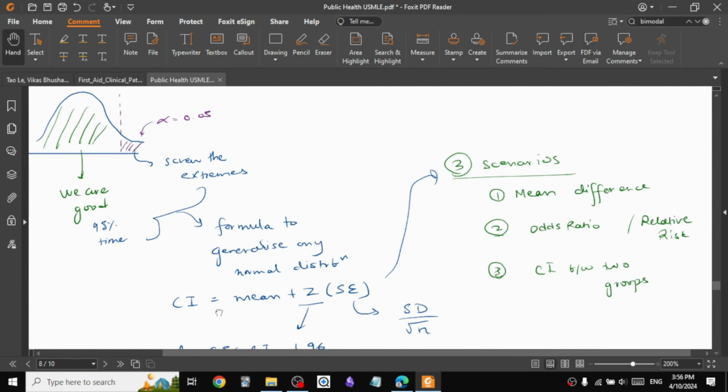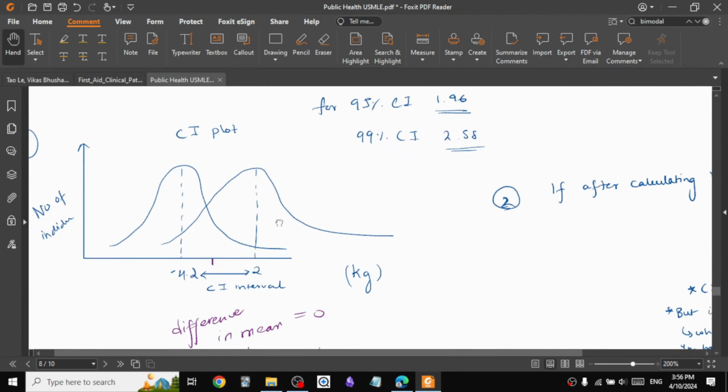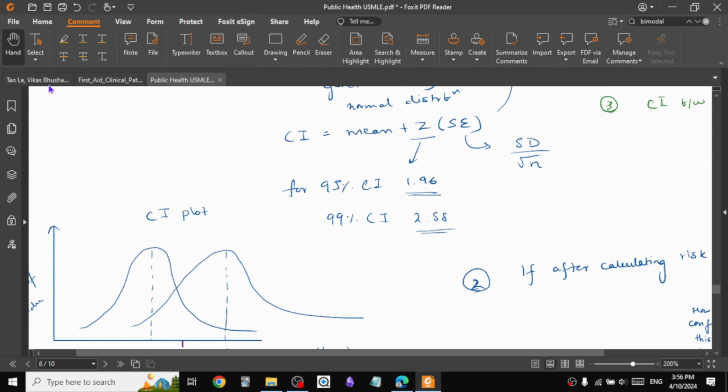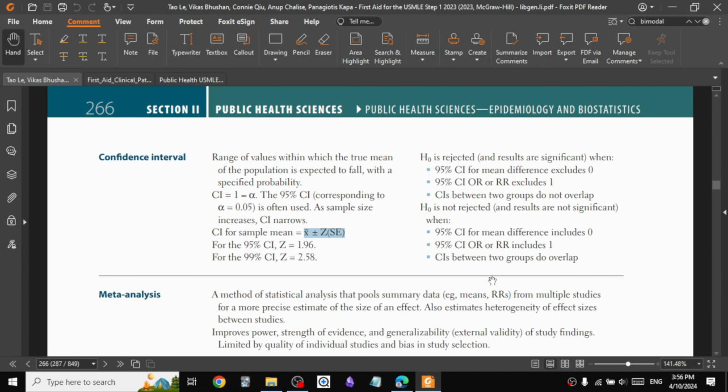Okay, so these are the confidence intervals. Okay, and confidence interval plots matter a lot. So I'm going to try to explain this thing right here. Okay, and a lot of questions are asked in these things. Okay, so we've seen this.